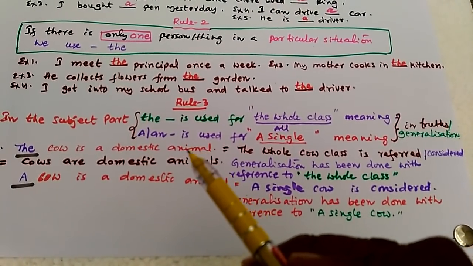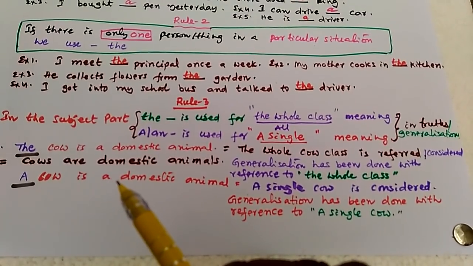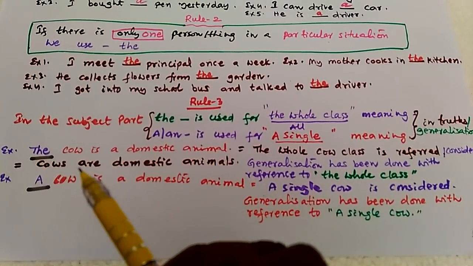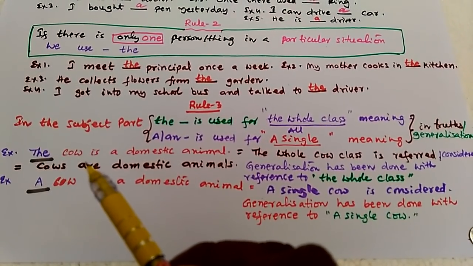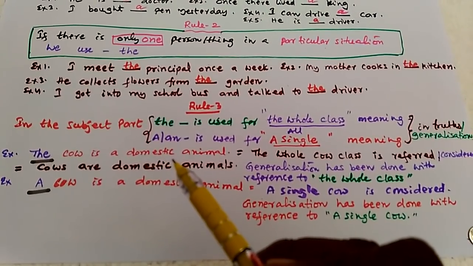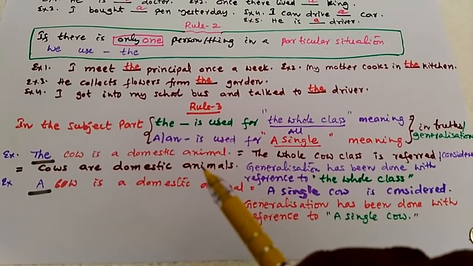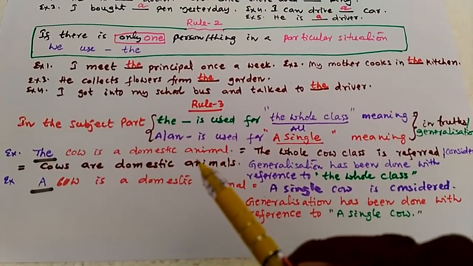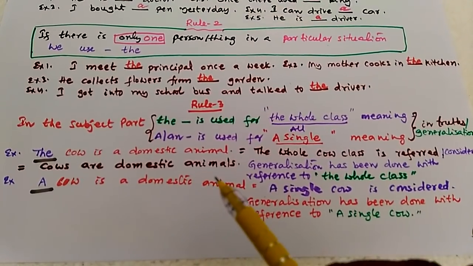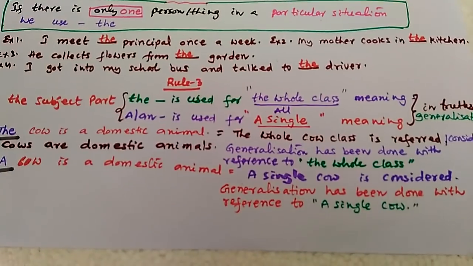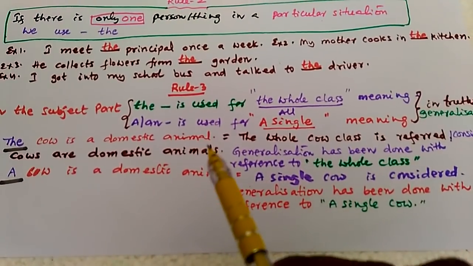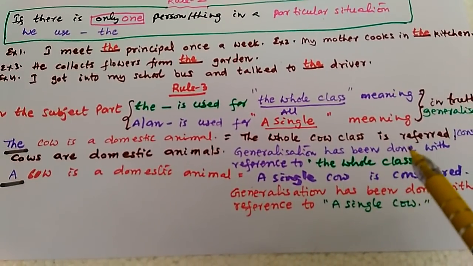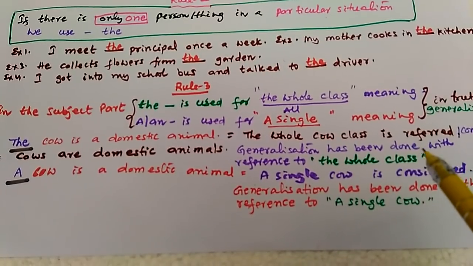Let us explain this point with an example. The cow is a domestic animal. Here, when we write the, it shows that we have generalized the things from the whole cow class point of view. That means when we write the cow is a domestic animal, it gives the meaning cows are domestic animals. So when we say the cow is a domestic animal, the whole cow class is considered or referred to here.